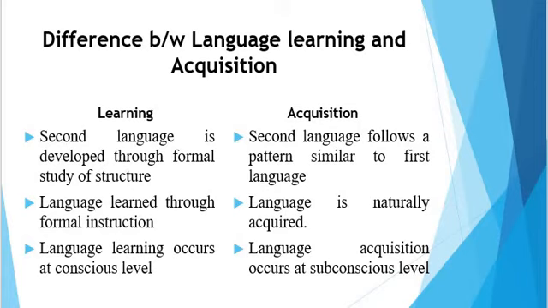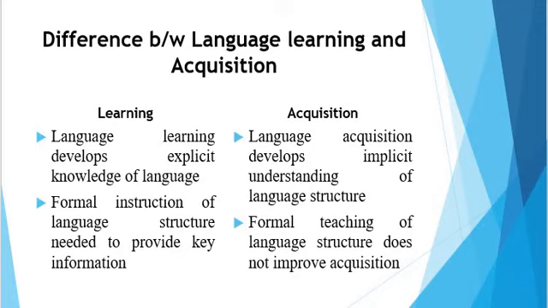So my dear students, the next one is that language learning occurs at a conscious level. If a person consciously learns something, that is called learning. Language acquisition occurs at a subconscious level, means he is not conscious at this level. He learns something subconsciously, that is called acquisition. So dear students, language learning develops explicit knowledge of language, while language acquisition develops implicit understanding of language structure.